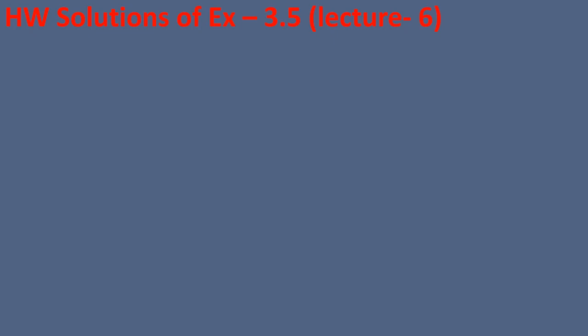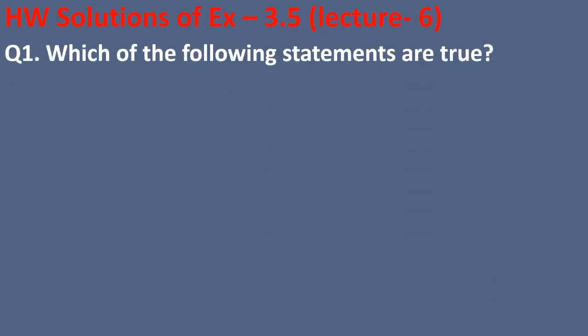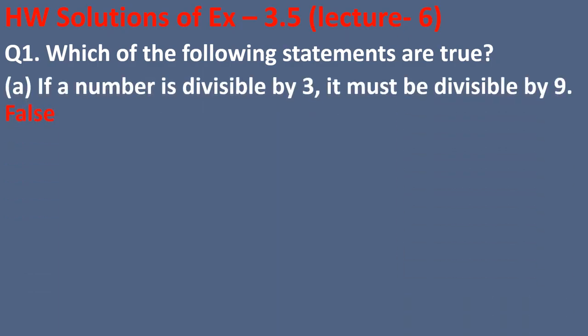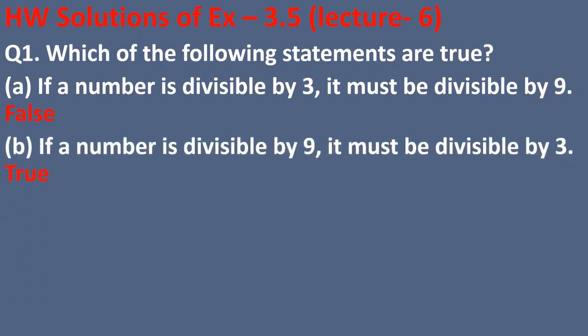Now see the homework solutions of exercise 3.5, lecture number 6. Question number 1: which of the following statements are true? A. If a number is divisible by 3, it must be divisible by 9. That is false. 6 is divisible by 3, but it is not divisible by 9. B. If a number is divisible by 9, it must be divisible by 3.